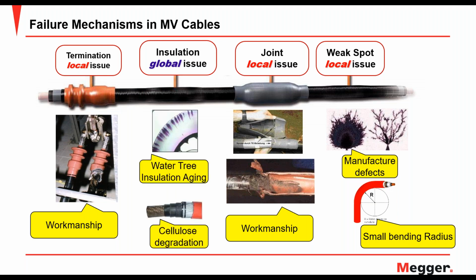Lastly, we have the insulation global issue. By global, we mean all-encompassing, like the whole cable. So this is an integral measurement, and I'll get into this a little bit more on a later slide. But this global issue can be things such as water tree ingress due to natural aging, or subject to moisture, as well as the cellulose degradation within the insulation.